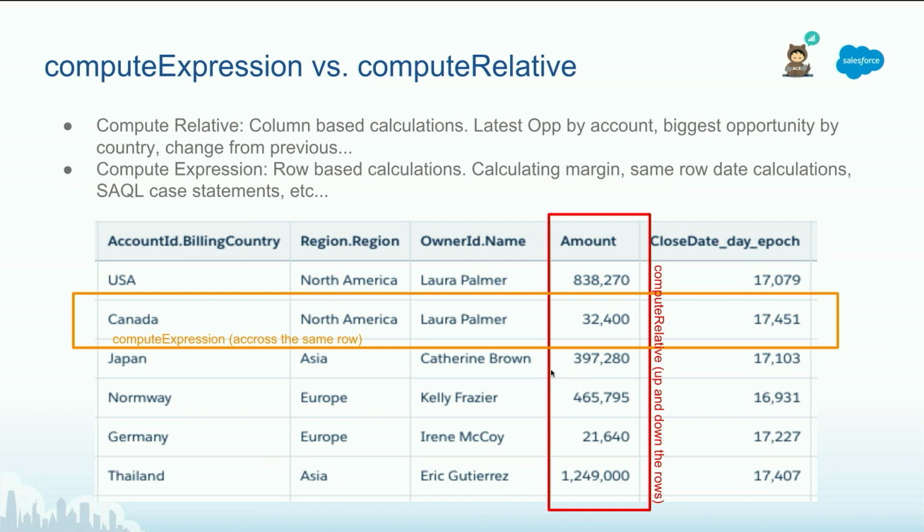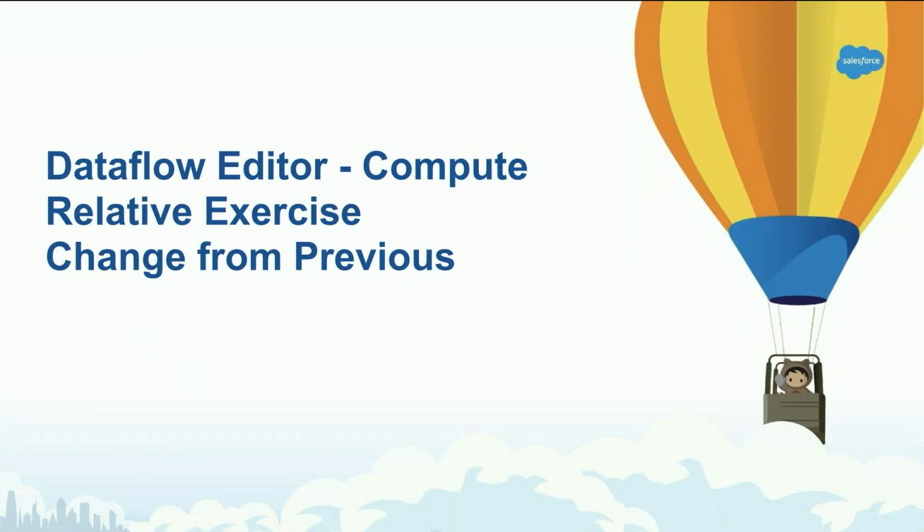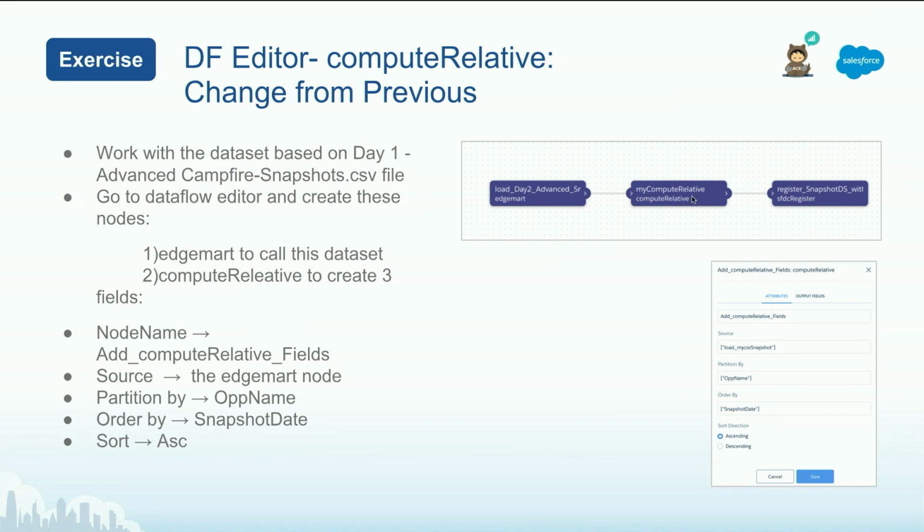So compute relative is still powerful because we are creating it at the data level, so we get the columns right there in the data set. A common use case is to create fields that tell me the previous stage, the previous status, the previous amount, or what changed, did it go up or did it go down. In this exercise, we are going to do just that. We are going to create a node that gives me the previous stage, the previous amount, the change from previous amount, or the percentage, and how did that change? Did it go up or did it go down?